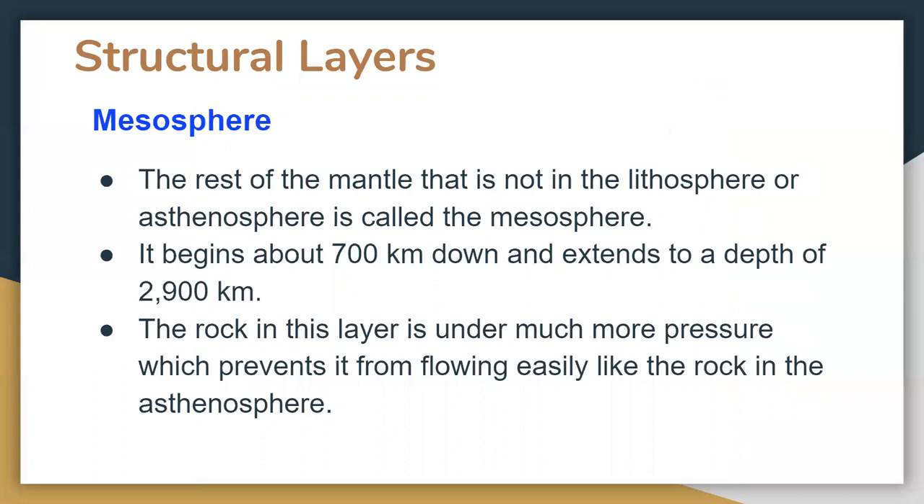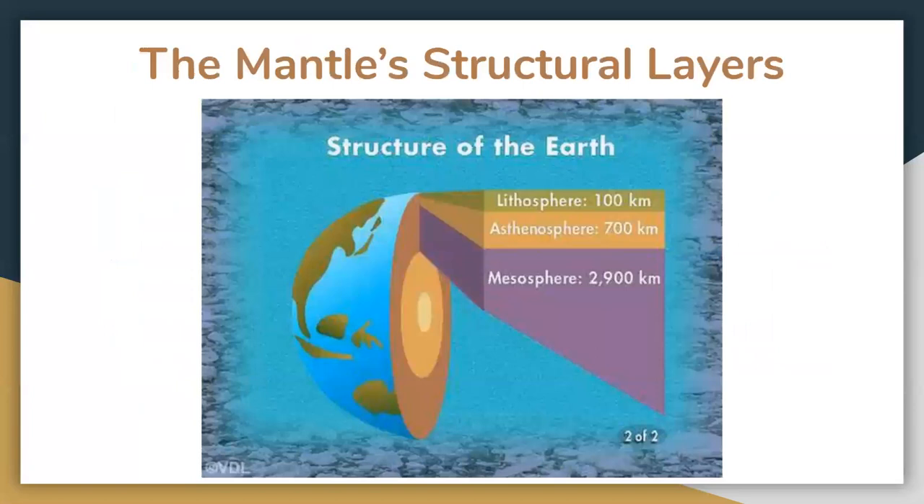Okay, below the asthenosphere is the third portion of the mantle called the mesosphere. It begins about 700 kilometers down and extends to a depth of about 2,900 kilometers. And the rock in this layer is under much more pressure, which prevents it from flowing easily like the rock in the asthenosphere does.